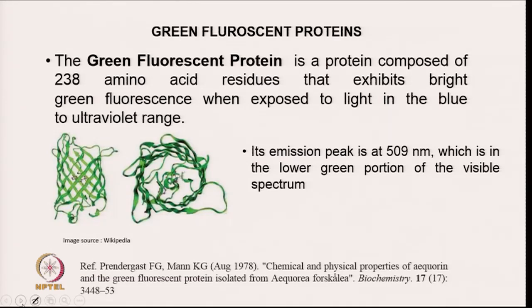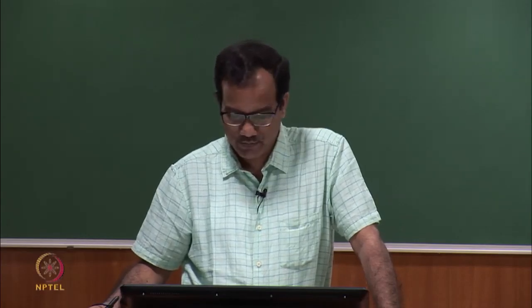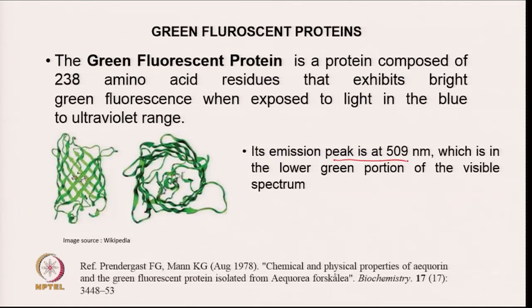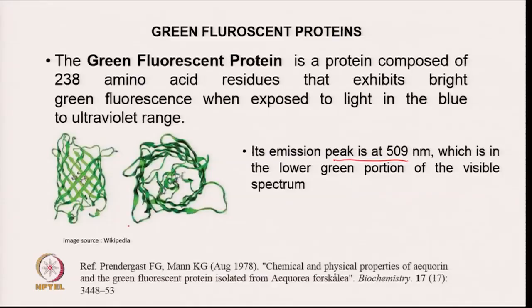Green fluorescent protein is a protein which has 238 amino acid residues, and it exhibits bright green fluorescence when exposed to light in the blue to ultraviolet range. Its emission peak is at 509 nanometers, which is in the lower green portion of the visible spectrum, and that's why it looks green. You can see the green fluorescent protein in pictures taken from two different angles.